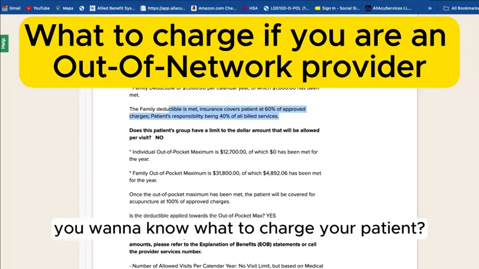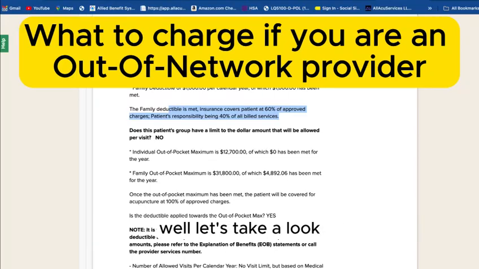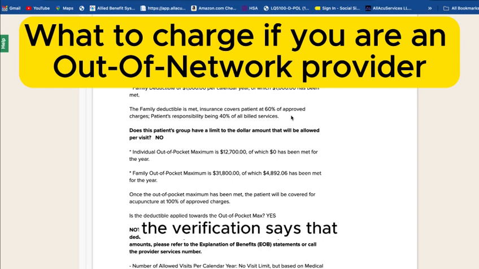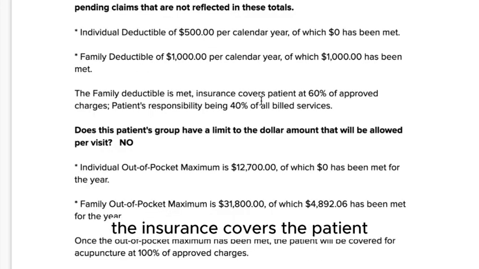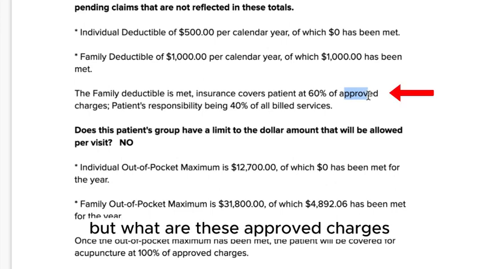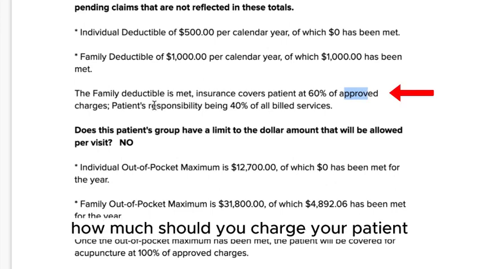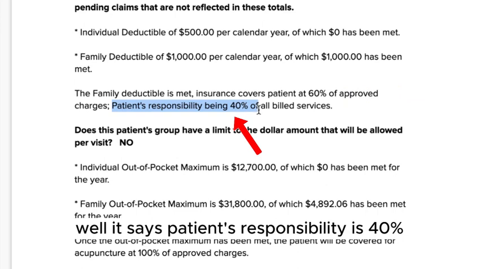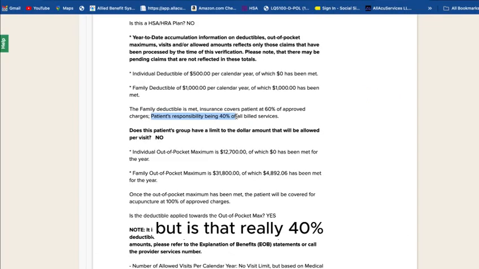You want to know what to charge your patient? Well, let's take a look. We start with the verification. The verification says that the insurance covers the patient at 60% of approved charges. But what are these approved charges? How much should you charge your patient? Well, it says patient's responsibility is 40%, but is that really 40%?